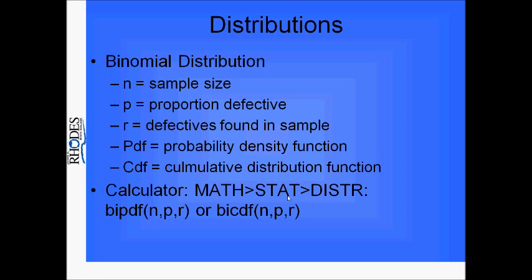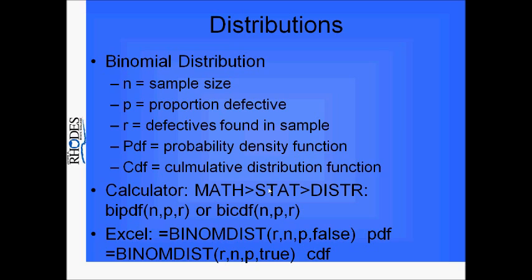The way you do it on the calculator is math, stat, distribution. And I have some snapshots to show you what the calculator screen looks like. Whether you choose binomial PDF or CDF, you just have to know which one you want. And it's N, P, R, or your arguments. You just put them in that order: sample size, proportion defective, and defects found.